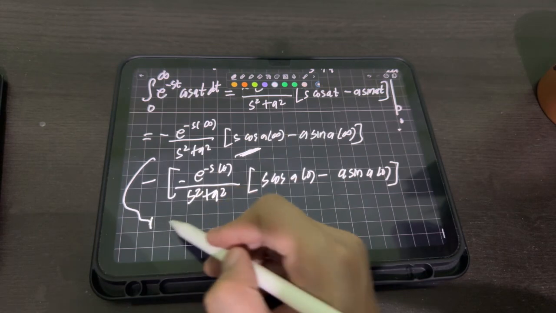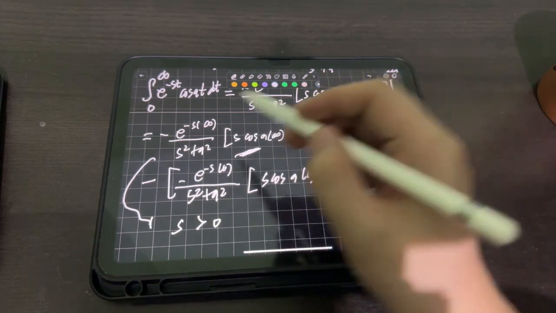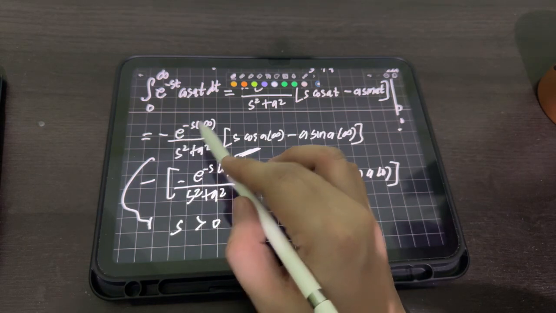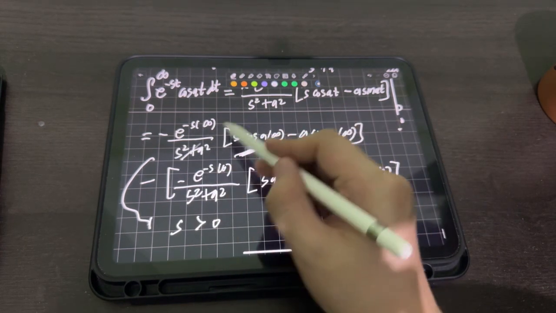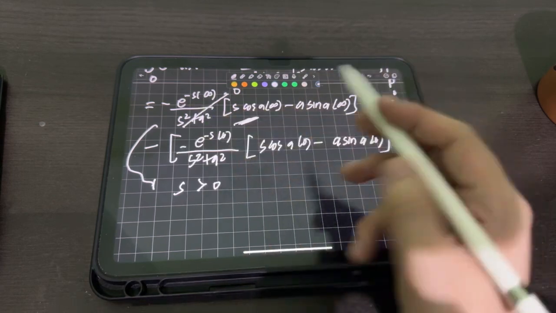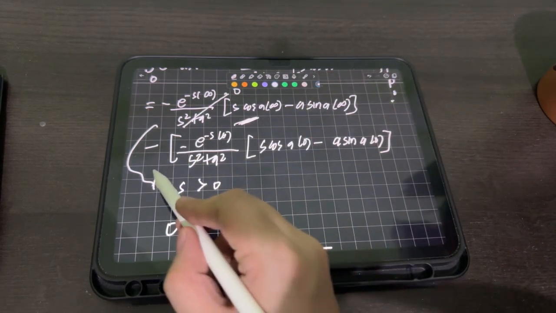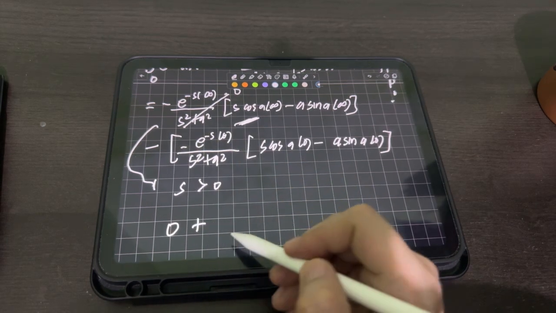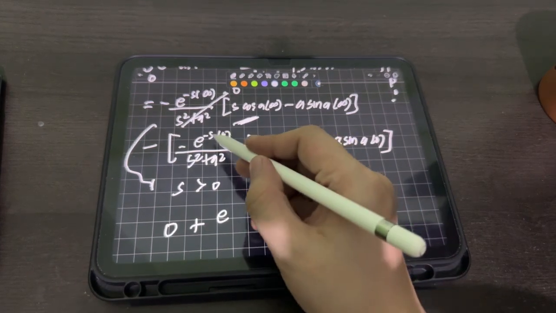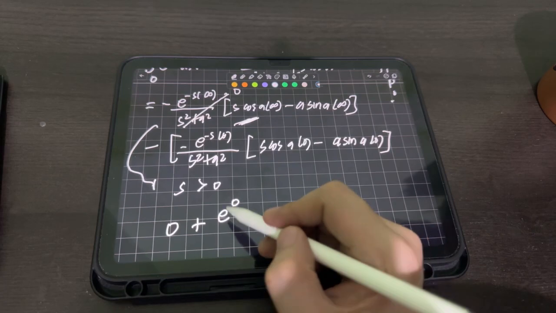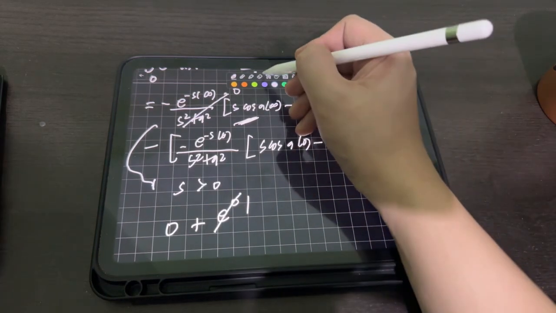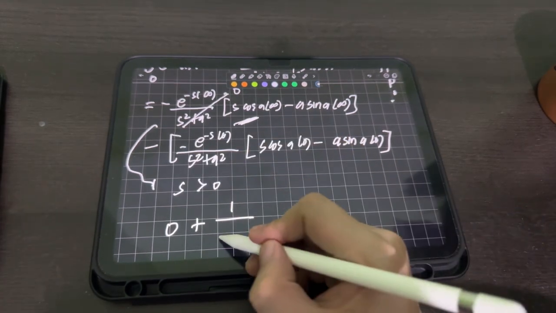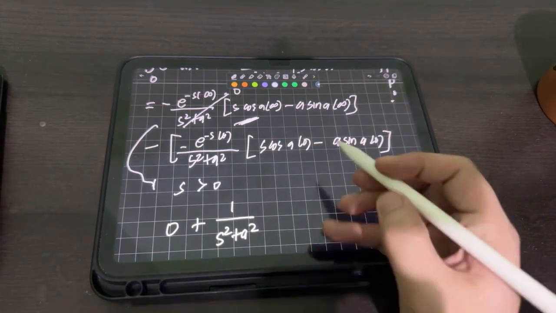If we just restrict s to be greater than 0, it will approach 0. The power of e will approach 0, right? So therefore, the first term is just 0. Then simplifying the second term, we have negative of negative. It will become positive. E to the negative s times 0 is 0, but e to the 0 is 1. So therefore, the numerator will just be equal to 1 over s square plus a square.